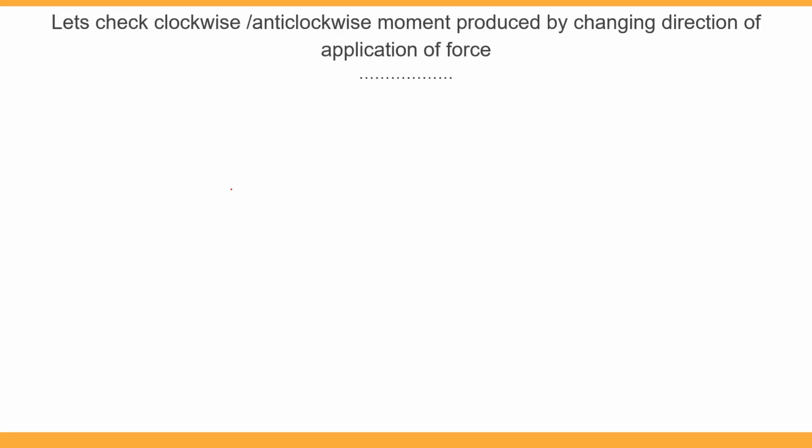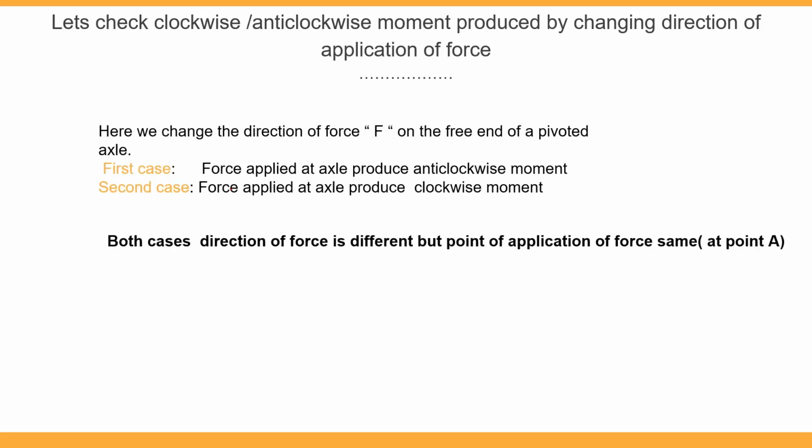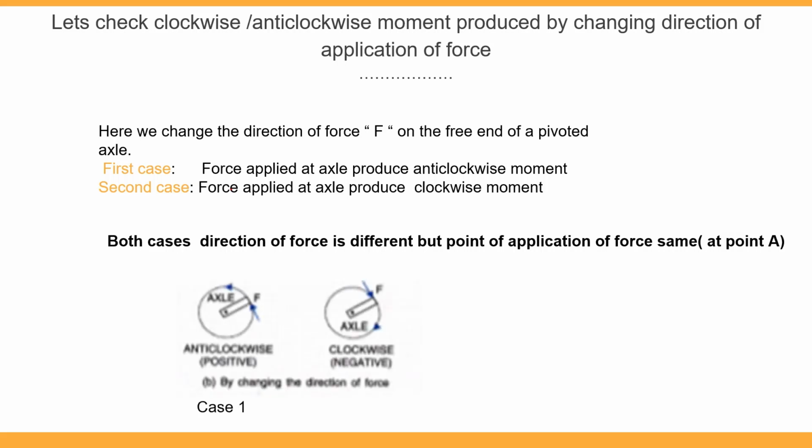Let's check whether the direction of rotation of body depends upon direction of force. For that, we change the direction of force on the free end of a pivoted axis. There are two cases, case 1 and case 2. In both cases, we are applying force on the same point, that is point A. We are not changing the point of application of force. But the difference is that we change the direction of application of force.